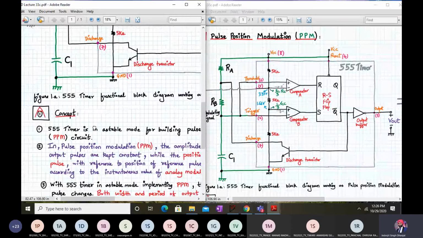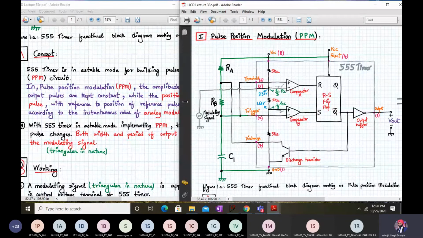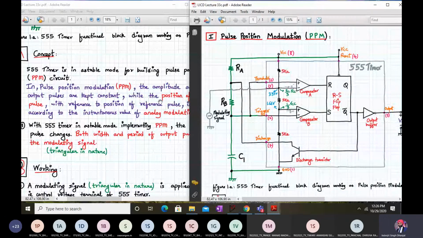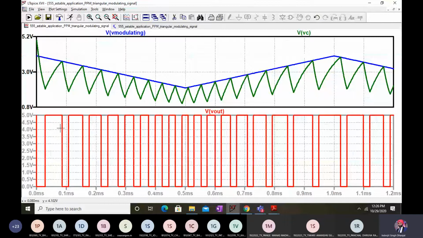Okay, I hope the definition of this concept of pulse position modulation is clear. Now in the 555 timer, when we use this, listen very carefully. In the 555 timer in astable mode implementing PPM, that is pulse position modulation, the position of each pulse changes. As you can see over here, the position of each pulse changes. So here it was here, next time it is here, now next time it is becoming lesser. That means the T on time is changing. Everyone agreeing? The T on time is changing.